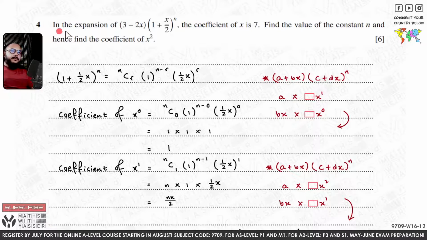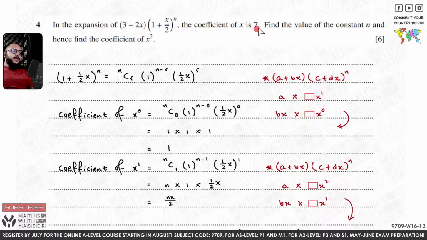Question number 4. In the expansion of 3 minus 2x times 1 plus x over 2 to the power n, the coefficient of x is 7. We need to find the value of the constant n and hence find the coefficient of x squared. So before proceeding, let's take a look at this example.